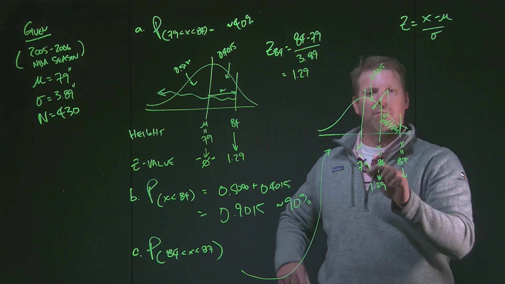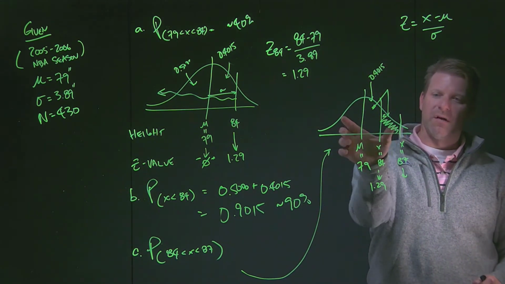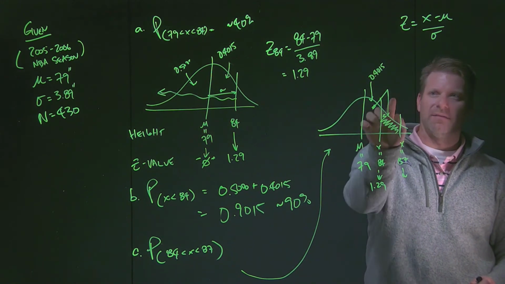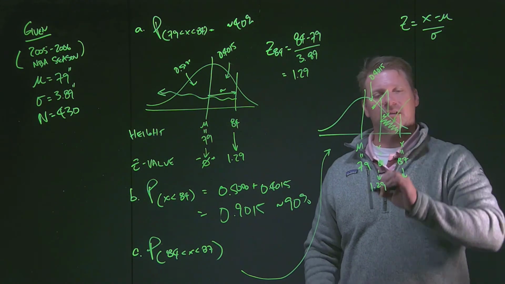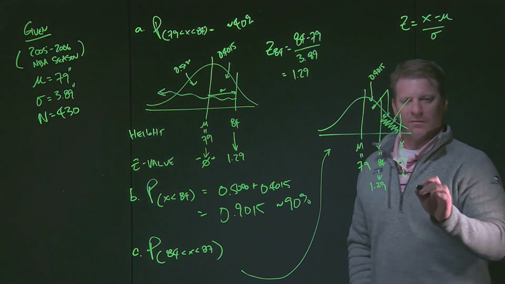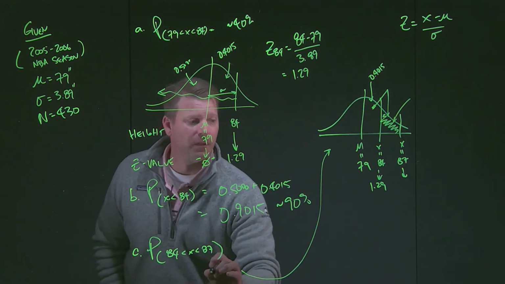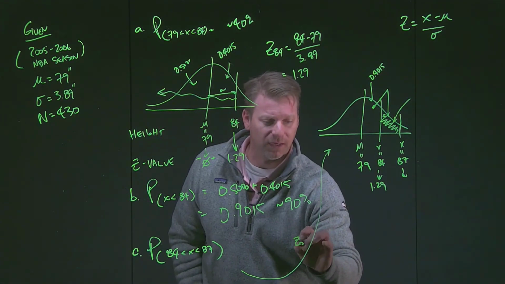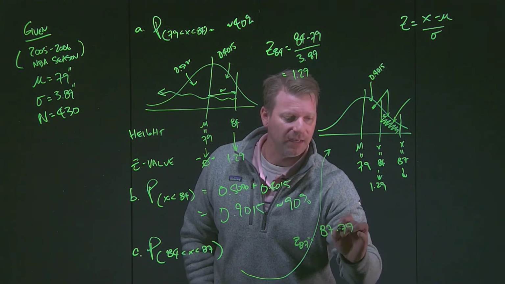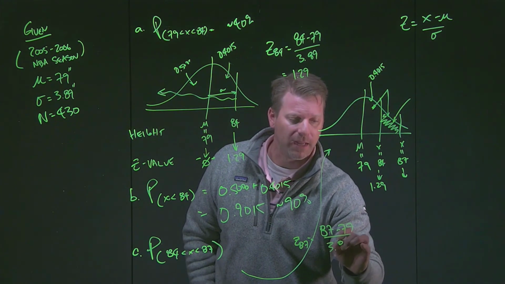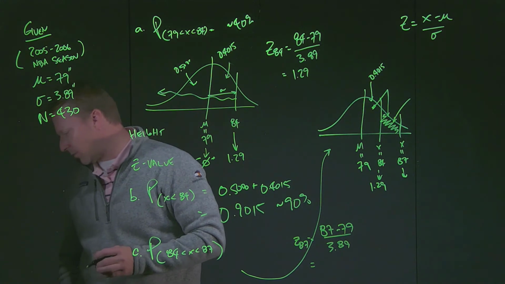Now we're going to find out what this area is all the way from 79 to 87. And what I can do is remove this part from 79 to 84 from the entire area from 79 to 87, and I'll have what I'm looking for down here in our question, which is just this slice that I shaded right there. So we've got to calculate a z-value for 87. I've got 87 minus 79 divided by 3.89. This tells us that our z-value is right around 2.06.